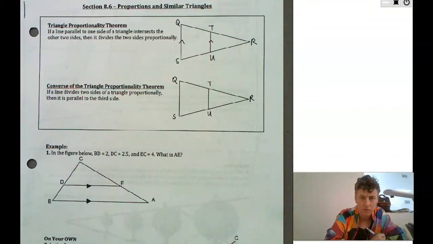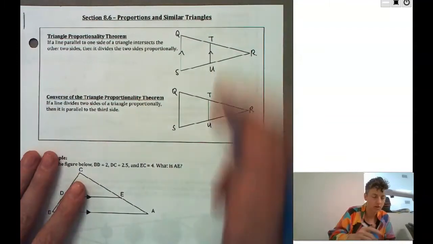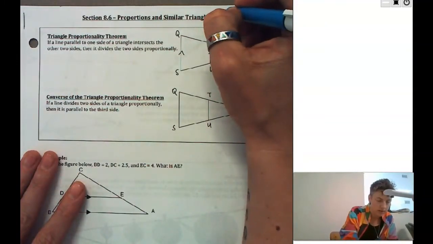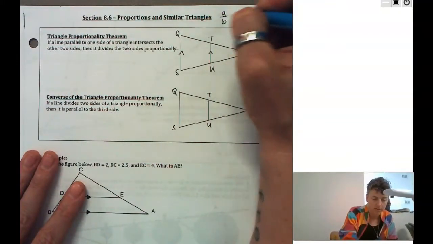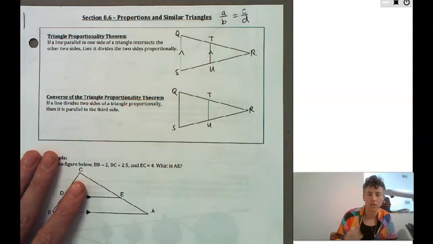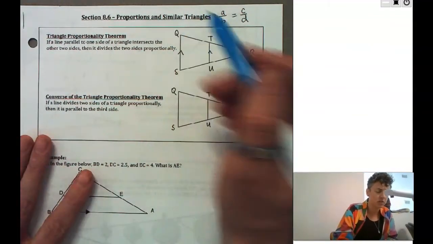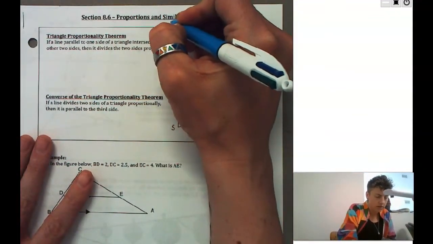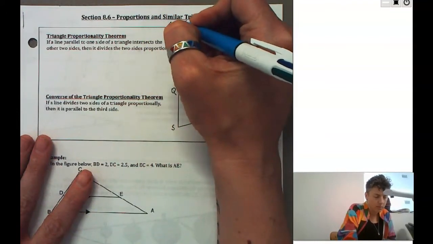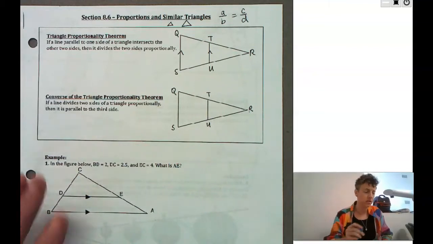Let's remind ourselves what a proportion is. A proportion is a ratio or a fraction that's equal to another ratio or fraction. That's a proportion. It's pretty cool stuff. And then similar triangles are triangles that are the same shape, but one is bigger than the other one, so their size is different.